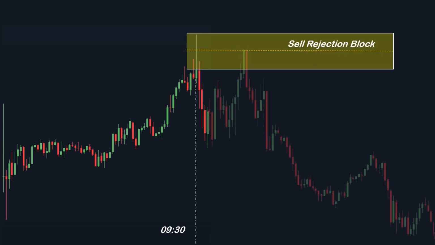In this chart of the Dow Jones on the 15-minute time frame, you can see that the candle at 9:30 formed a rejection block for us. The market has been moving in the direction of that rejection block candle until the end of this session.